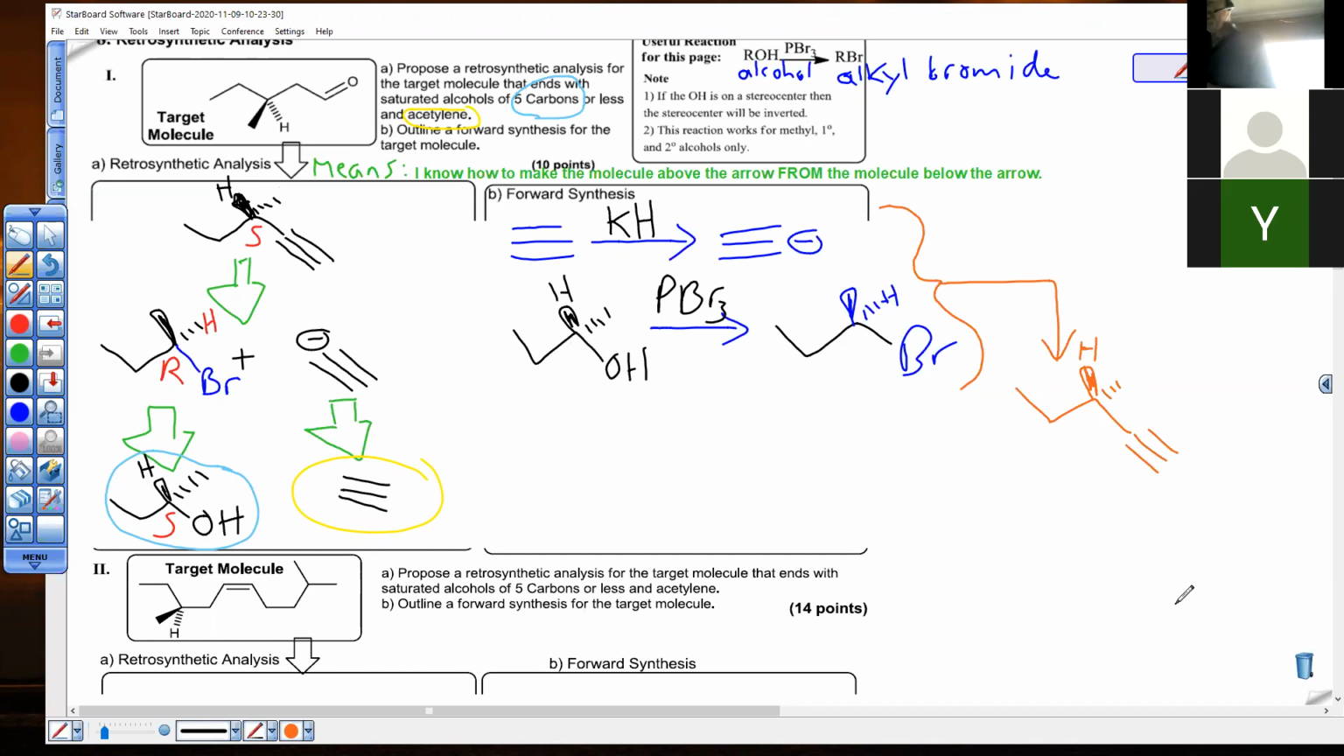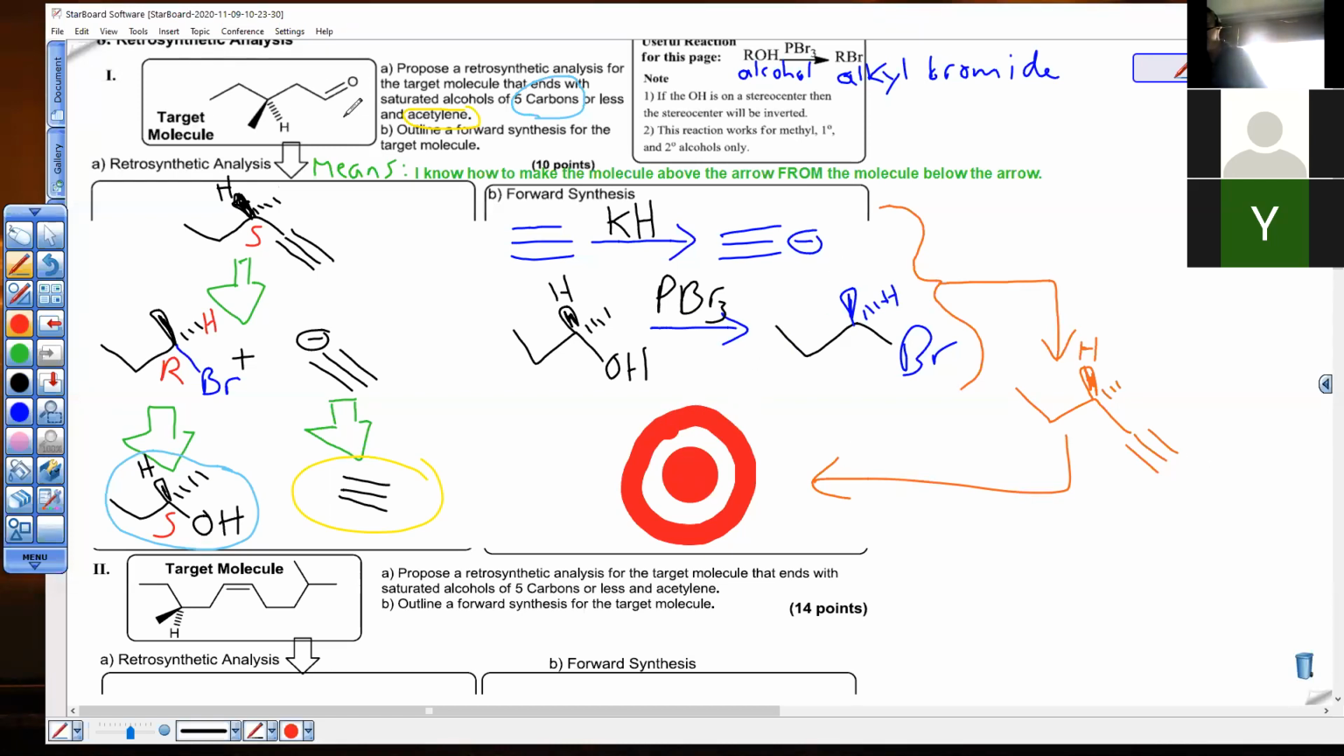And then how do you get to the target? How do we get to the target? There's a symbol for target. I like this symbol here. Go red here. That might be too big. I swear I should be getting some kickbacks from Target for this. There you go. How do I make that into the target molecule up here at the top of the screen?